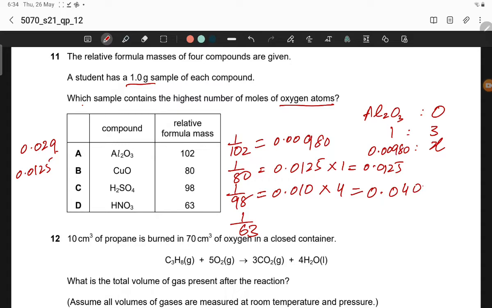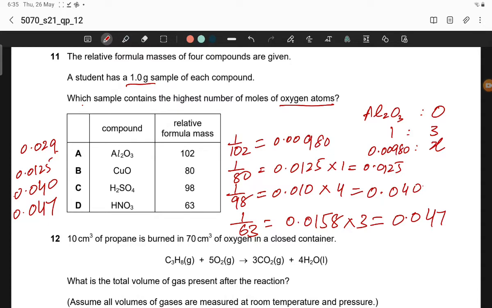1 over 63: 1 divided by 63 is 0.0158, into 3 is 0.047. So this is 0.040, this is 0.047. So the best option for this question is 0.047. D option is correct.